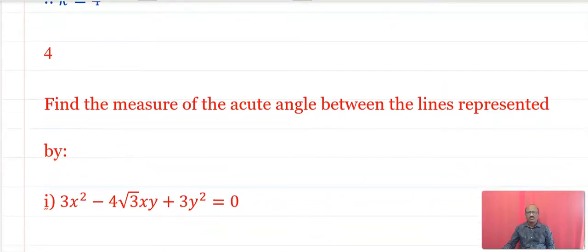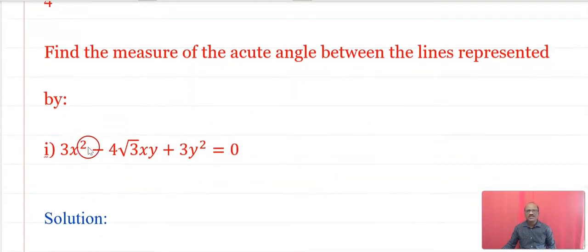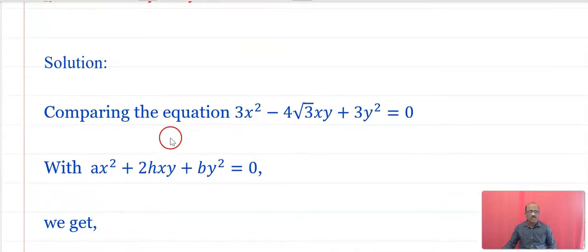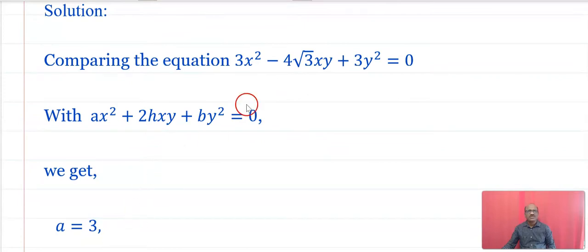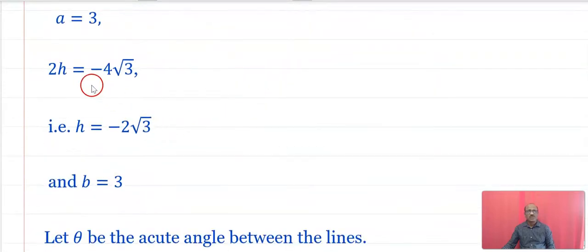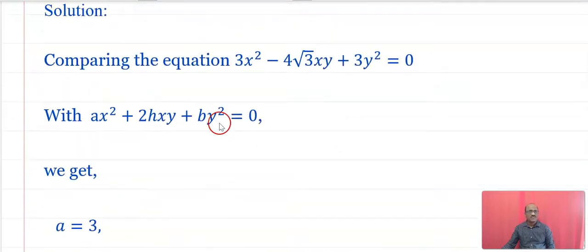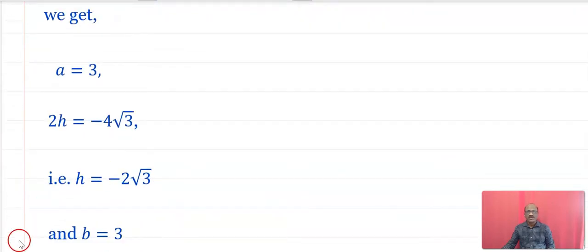Now the next problem. Find the measure of the acute angle between the lines represented by 3x square minus 4 root 3xy plus 3y square equals 0. Now comparing 3x square minus 4 root 3xy plus 3y square equals 0 with ax square plus 2hxy plus by square equals 0, here a is equal to 3 and 2h is equal to minus 4 root 3, and h is the value of h.